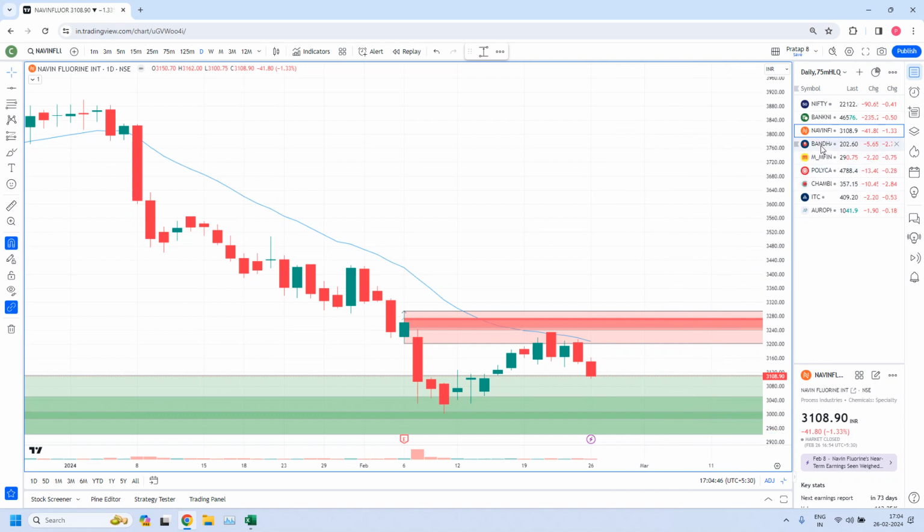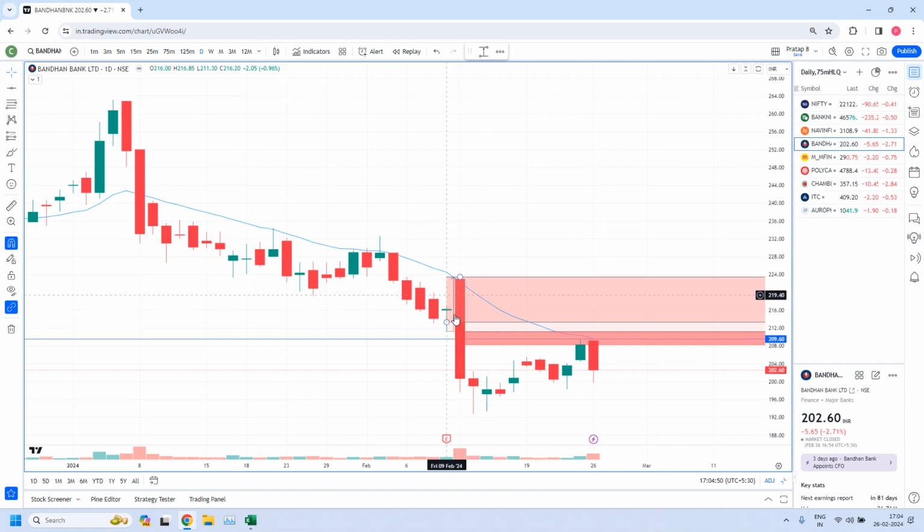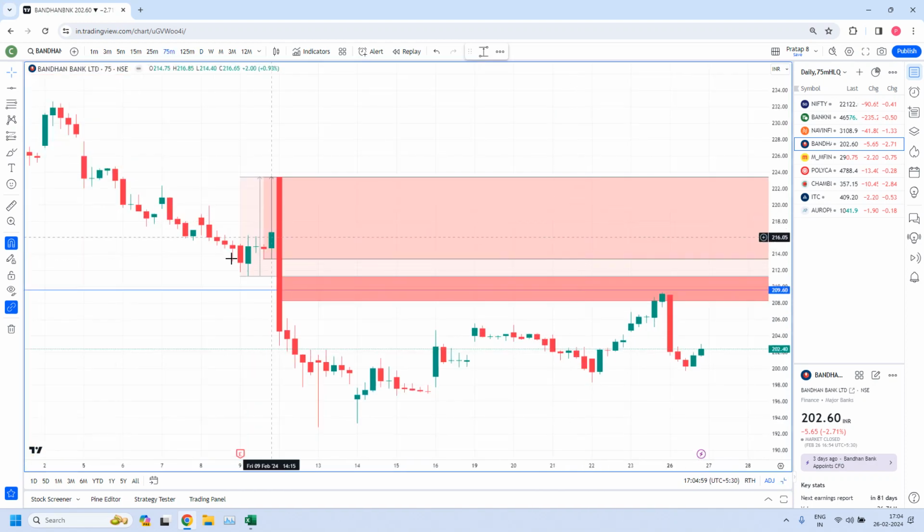And next one is Bandhan Bank. Bandhan Bank, we didn't plan any trade in this 75-minute zone. It is rejected because the fine-tuned area is not proper. From the risk point of view, even in the lower time frame, the price structure is not at all good. That's why I didn't further fine-tune below the 75-minute zone.